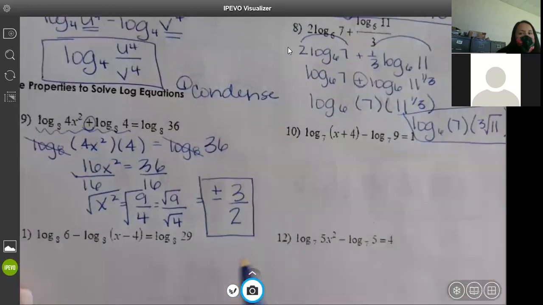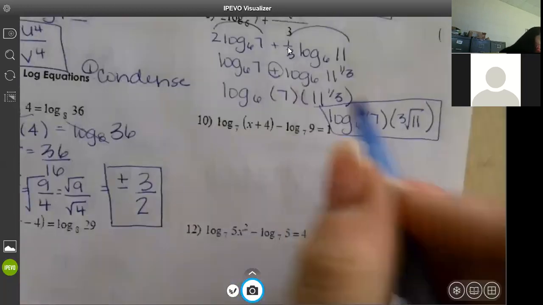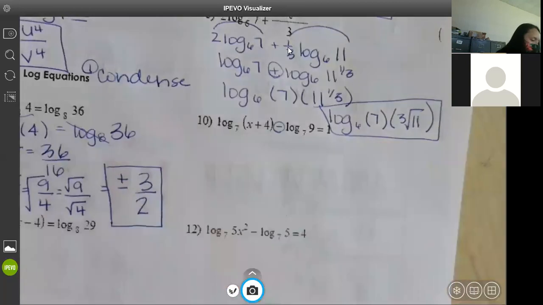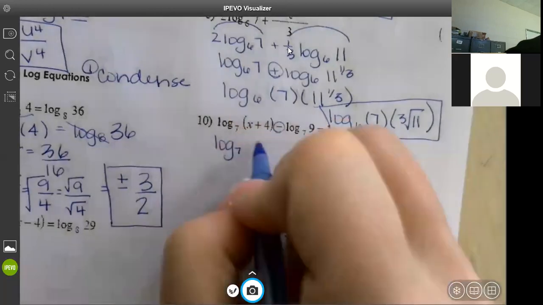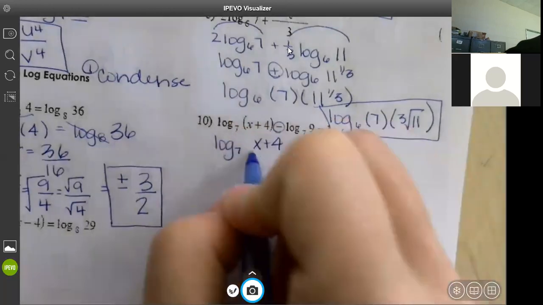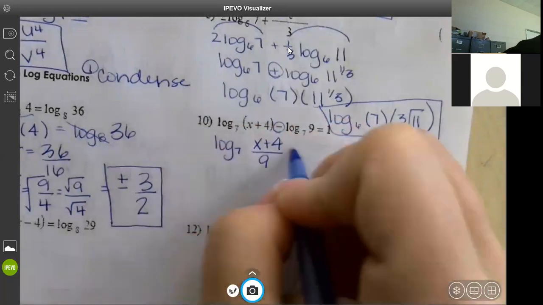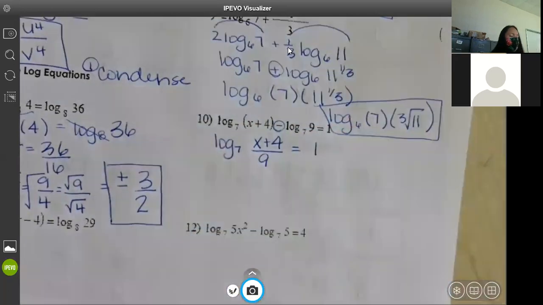All right, check out the next one. You're going to condense. There's no numbers in front, but I see a subtract. So what is the same as subtract? Divide. So I'm going to rewrite it as 1 log base 7. X plus 4 is going to go on top. 9 is going to go on bottom, and it's equal to 1.